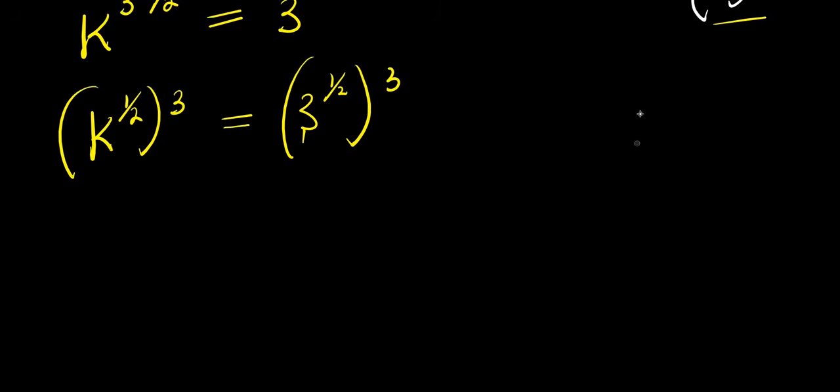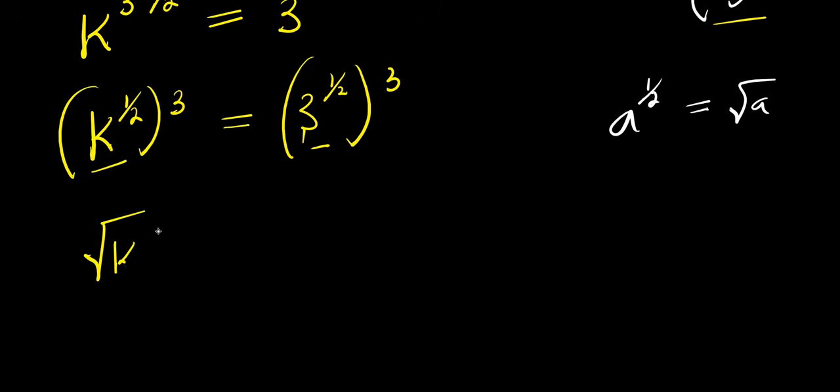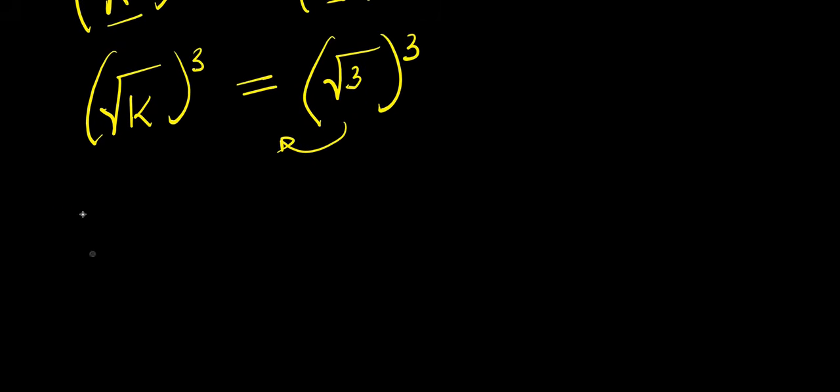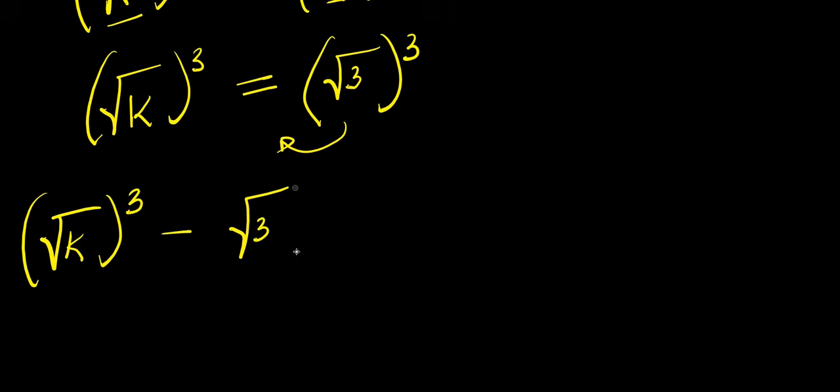From here, if you have a power 1 over 2, this equals square root of a. Applying that here and here, this is square root of k to the power of 3 equals square root of 3 to the power of 3. Let's move this down here. This becomes square root of k to the power of 3 minus square root of 3 to the power of 3 equals 0.